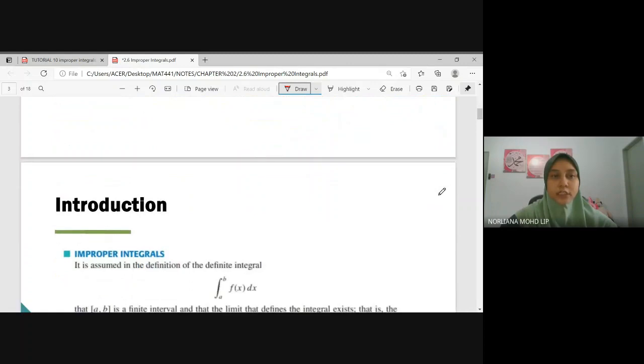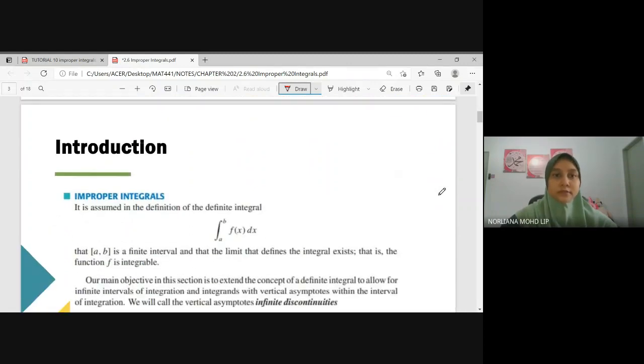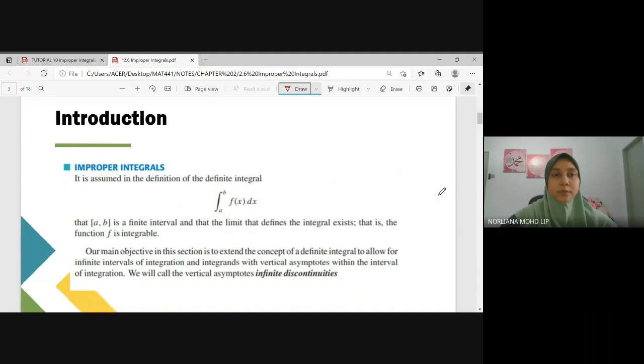Let's look at the introduction for improper integrals. The improper integrals come from the definition of the definite integrals. This is the equation for definite integrals, the integration of f(x) from the interval a until b, where a and b are finite, and the limit that defines the integral exists. That is, the function f can be integrated.